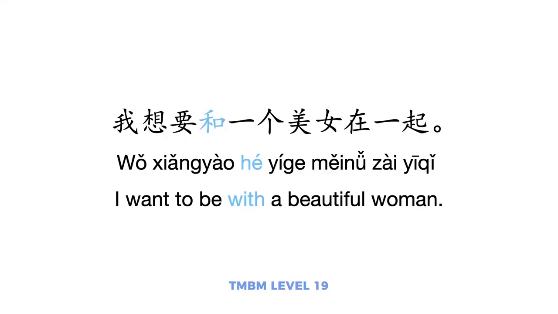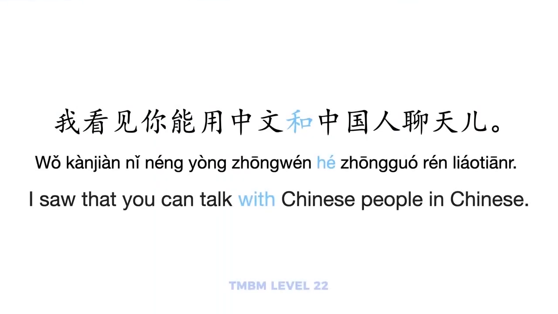So what 和 is representing is the relationship between the subject's desires, 我想要, and the beautiful woman. So let's look at the sentence again. 我想要和一个美女在一起. So in this case, it's a relator because it's getting across that relationship between desires and the beautiful woman. Now let's take a look at another sentence with the relator usage. 我看见你能用中文和中国人聊天. I saw that you can talk to Chinese people in Chinese. So this sentence actually has multiple verbs and verb phrases. We've got 看见, we've got 能, we've got 用, and we've got 聊天.